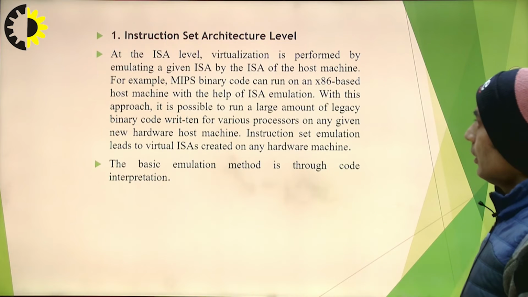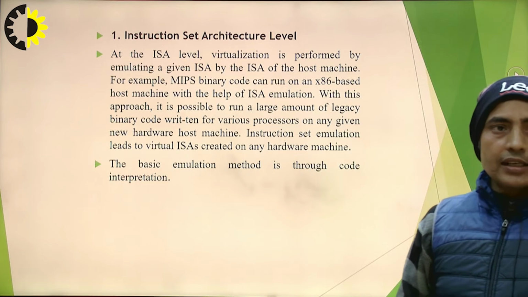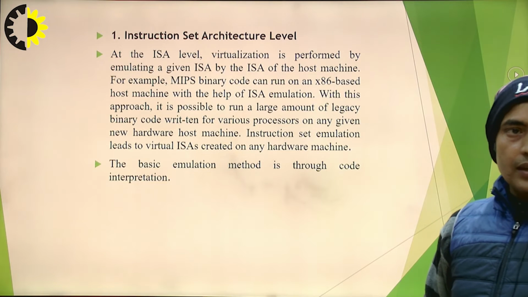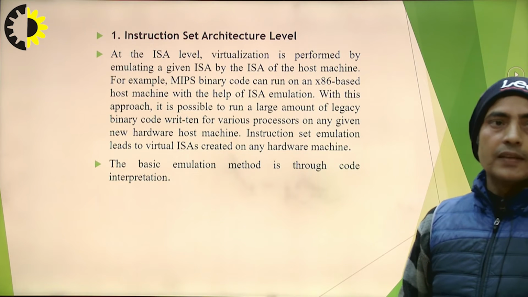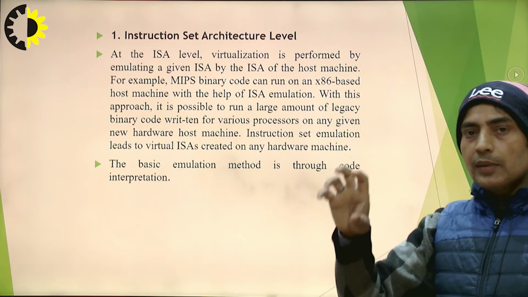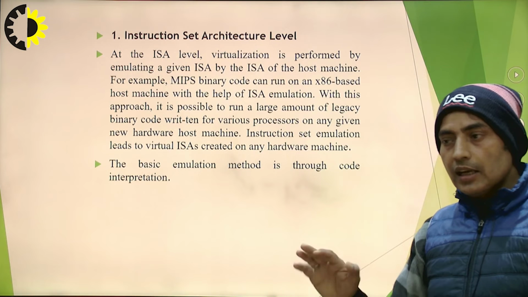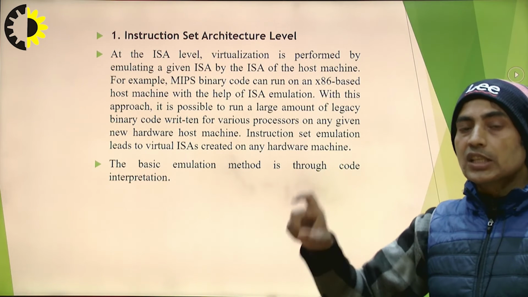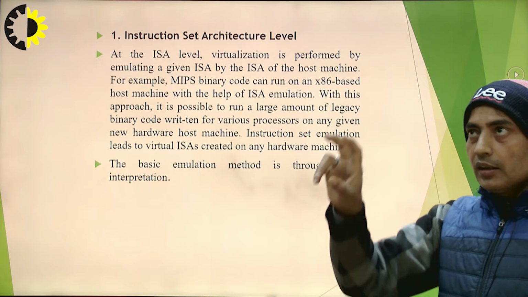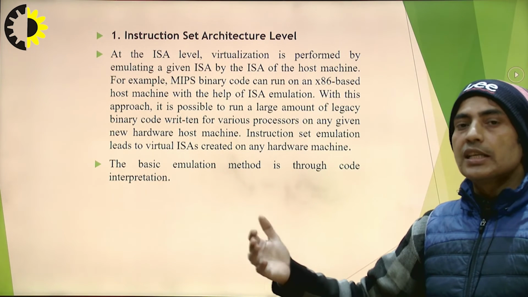Let us see them one by one. Instruction set architecture level: what is this? At the instruction set architecture level, virtualization is performed by emulating a given ISA by the ISA of the host machine. That means the instructions generated by the application are emulated in the host machine's instruction set architecture. The instructions are not directly executed on the hardware; they are emulated in the format of the host machine's instruction set.